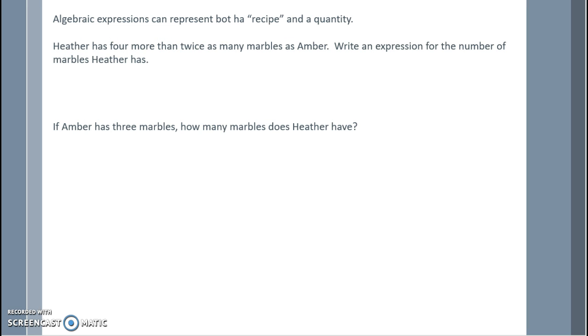Heather has 4 more than twice as many marbles as Amber. Write an expression for the number of marbles Heather has. So Heather has 4 more than twice as many that Amber has. We don't know how many Amber has, but we do know that she has 4 more than. So twice as many marbles is written as 2x, and then 4 more than whatever she has, we add 4 more to it. So if Amber has 3 marbles, how many marbles does Heather have?